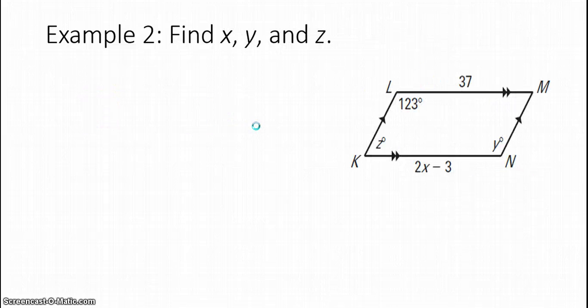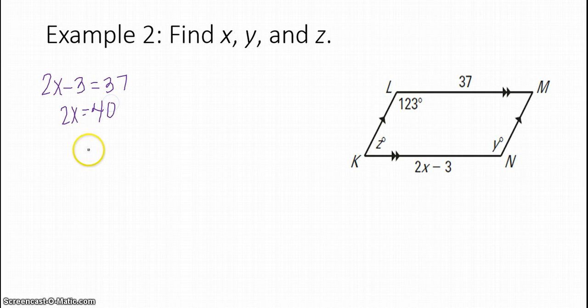Sometimes we make you work just a little bit, so pause this for a second, see if you can work through these. Okay, starting with x, it's a side. I know the side opposite it is 37, so I can say 2x minus 3 equals 37. When I add 3, I get 40. Dividing by 2 gives me x is 20. If you haven't yet, go ahead and pause it and see if you can find the angles for y and z.